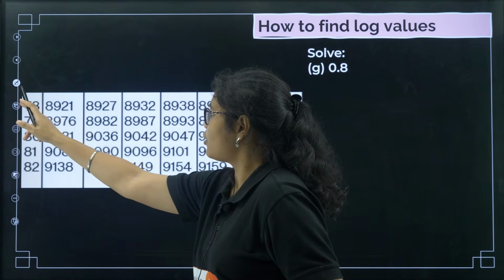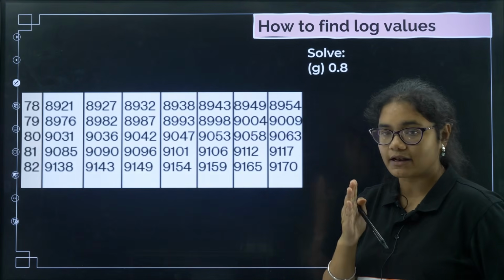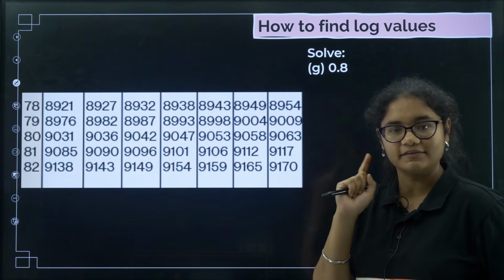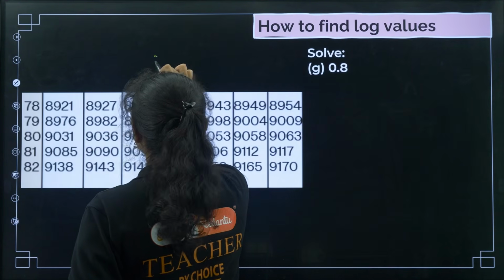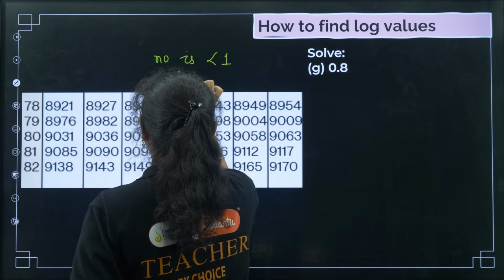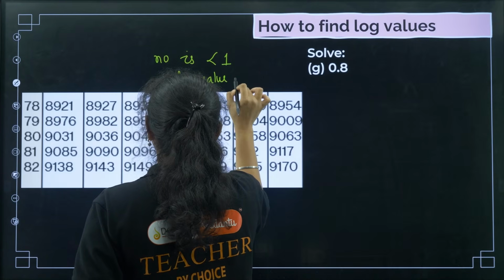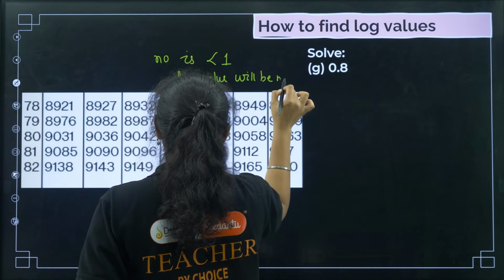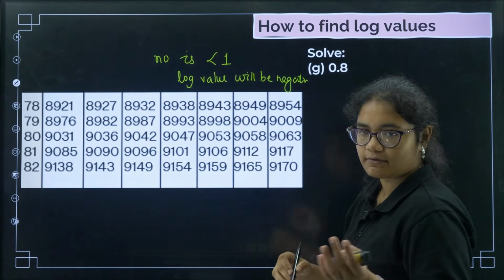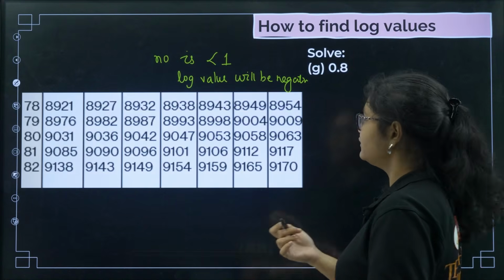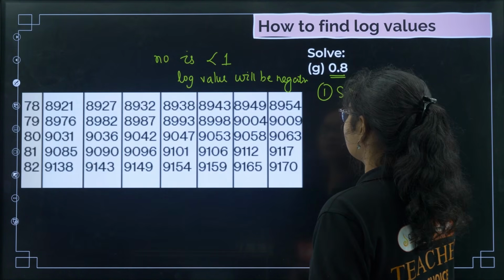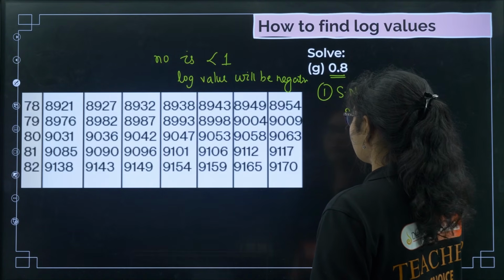Let us see the next example, log of 0.8. Now when the number is less than 1, then the log value will always be negative. Please remember this. If the number is less than 1, then the log value will be negative. So whenever it is less than 1, we will follow a different method. So what is this 0.8? Step 1 is to write it in scientific notation form. So I can write it as 8 into 10 to the power of minus 1.